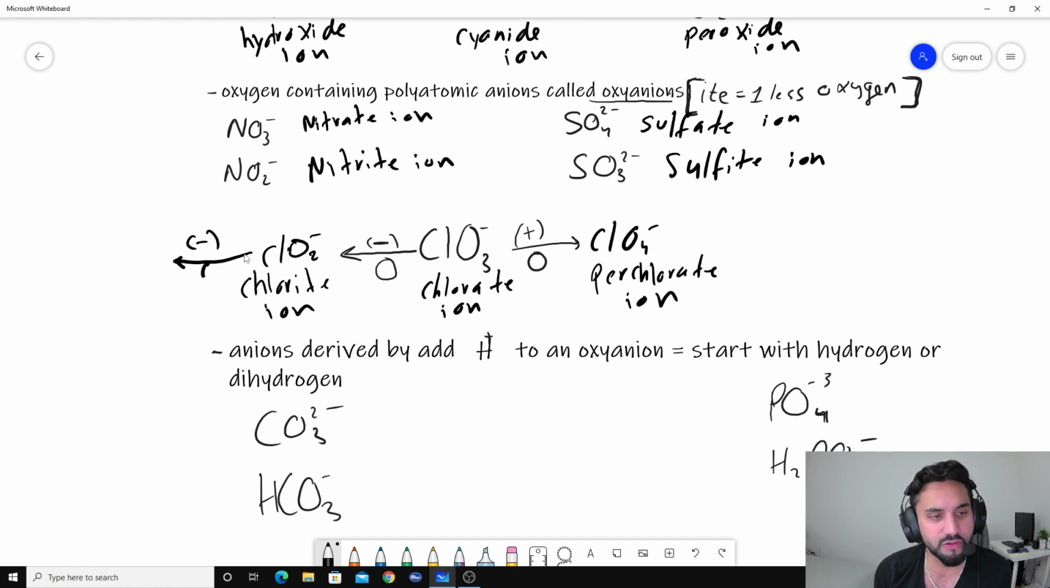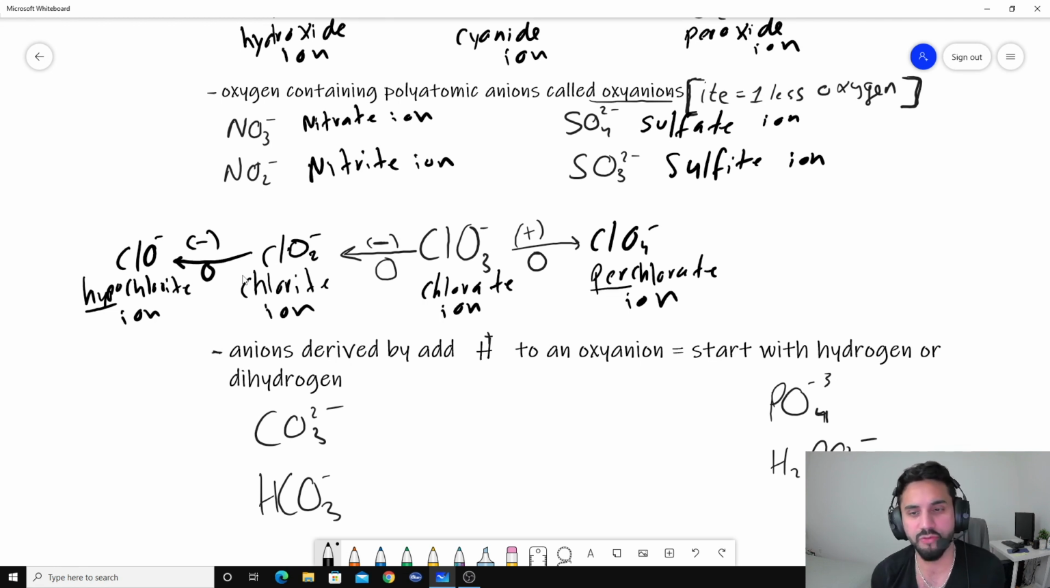We can actually subtract one more oxygen from this chlorite ion, so we can continue here. So minus one more oxygen, and this becomes ClO minus. We call this hypo. We put a prefix hypo right next to this one, and we call it hypochlorite ion. So notice the prefixes here and here. This is per, adding one, and this is hypo, subtracting one oxygen.